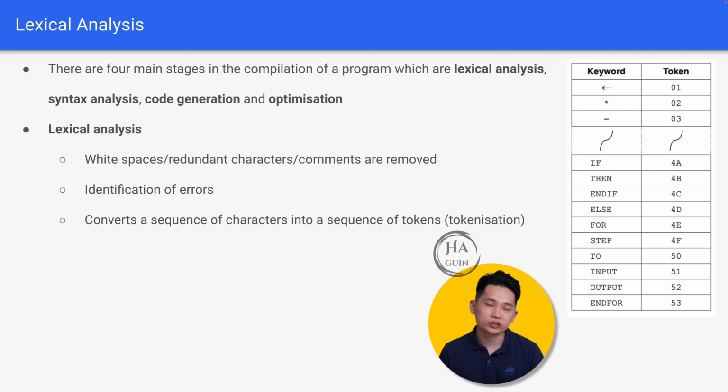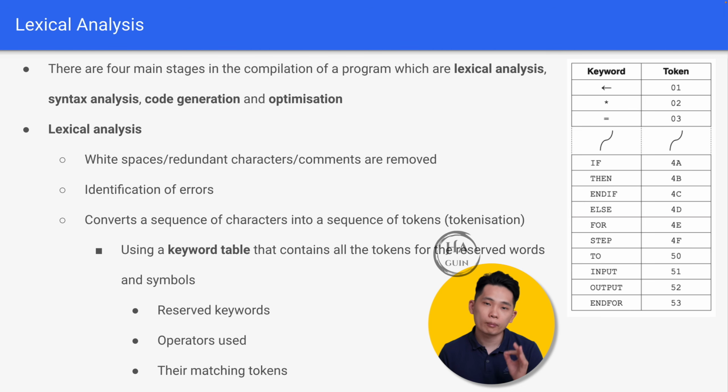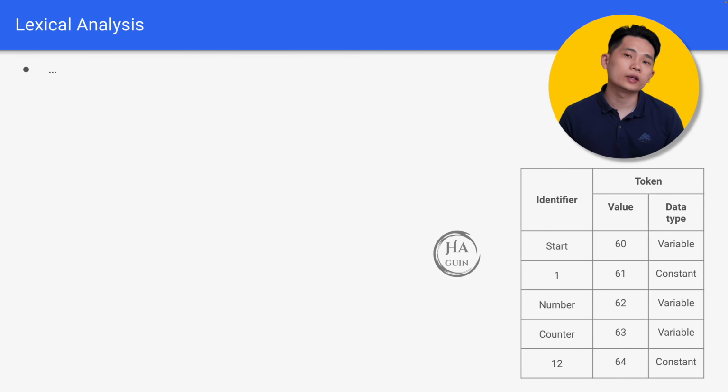We will first use a keyword table that contains all the tokens for the reserved words and symbols as shown on the table on the right. It will contain reserved keywords like if, else, for, and etc. It also contains operators like multiplication, equal, and etc. For all the keywords and operators, we will have their matching tokens as shown in the table on the right here.